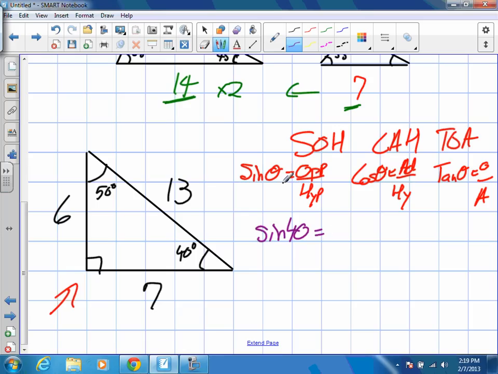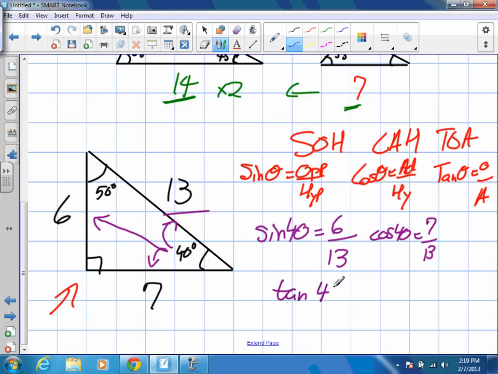What would be opposite of 40 degrees? 6. And what would be the hypotenuse? That's it. I just want you to be able to do that. So if we had cos 40, what would that ratio be? Our adjacent is 7. Hypotenuse is 13, so 7 over 13. And then for tangent, 40 degrees. Okay, remember, this is all in reference to 40 here. Opposite is 6. Adjacent is 7. So we have 6 over 7.